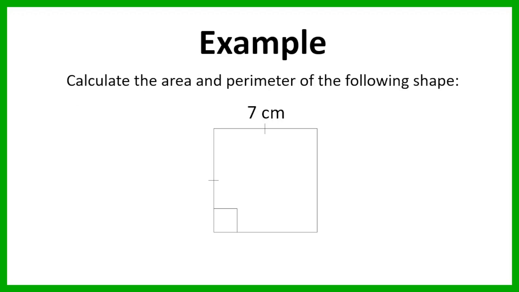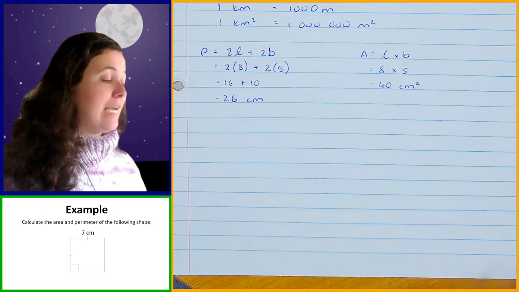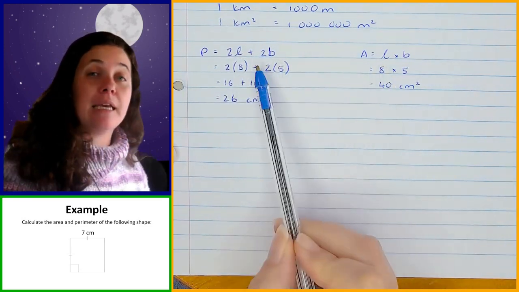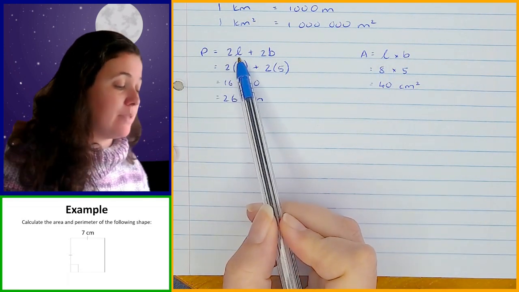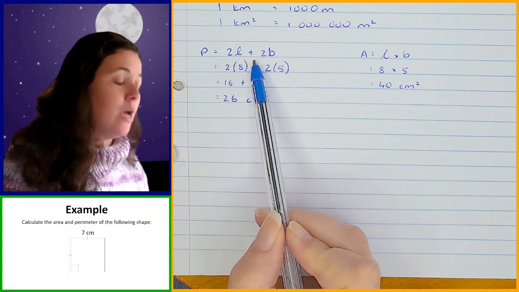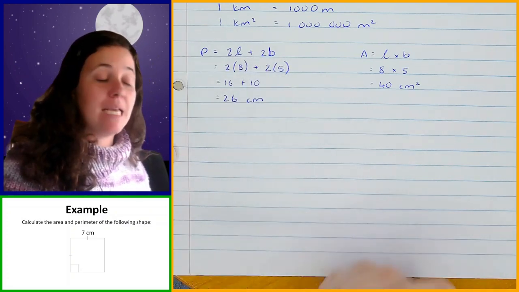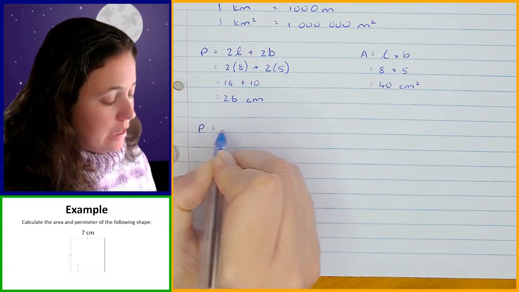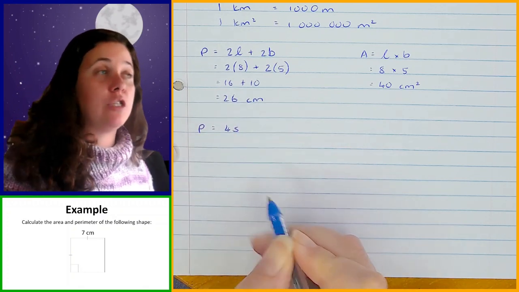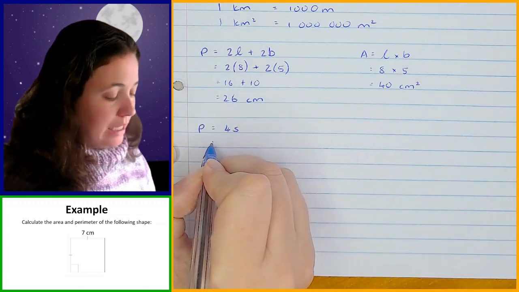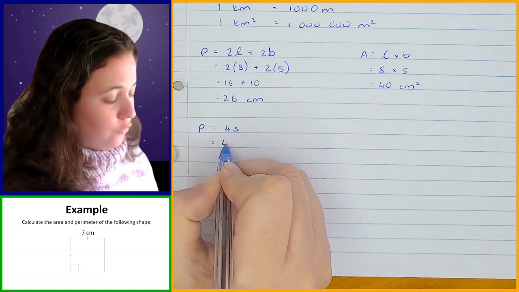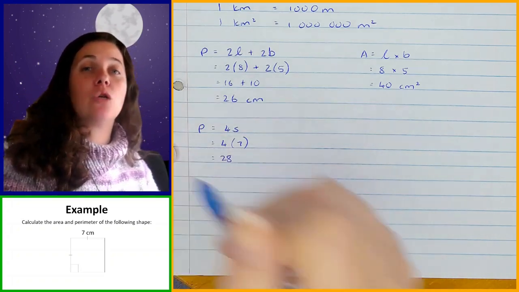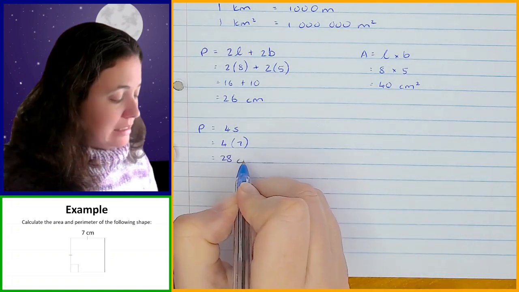So first, like I said, this is actually a special form of a rectangle. So you could use these formulae again if you want to. You could say 2 times length plus 2 times breadth. That would be 2 times 7 plus 2 times 7. It would give you the same result as using the special formula that we have for a square, which is 4 times s, which is 4 times the length of one of the sides because all the sides are equal to each other. So 4 times 7, which is 28. Again, perimeter is the distance around the shape, so it's going to be centimeters.